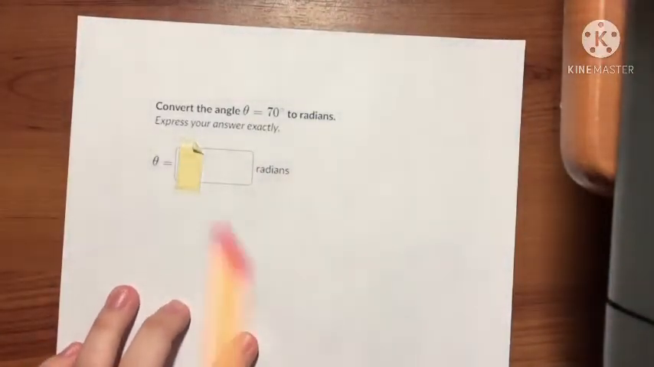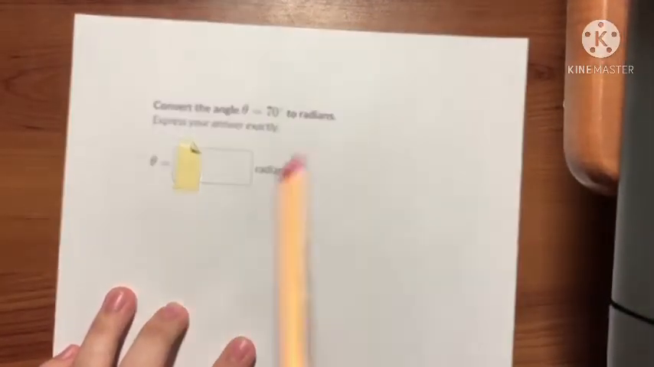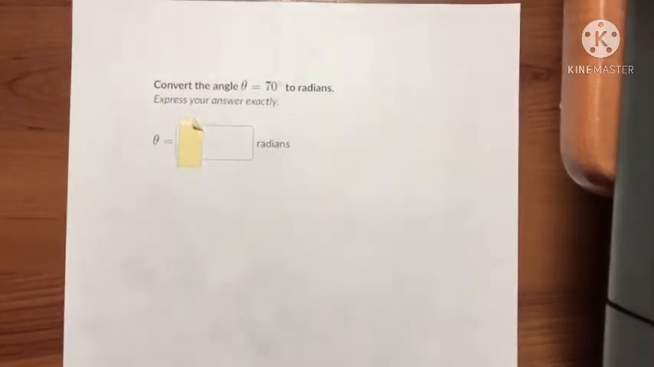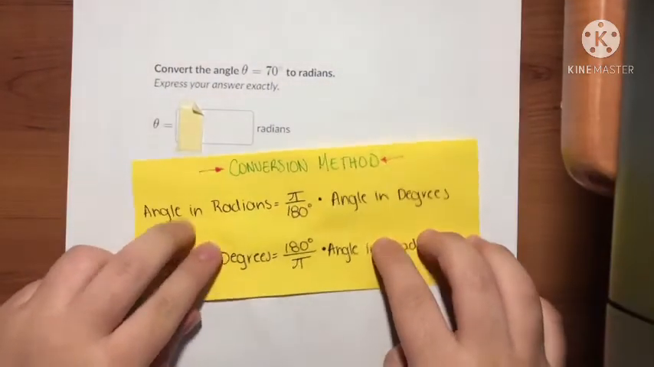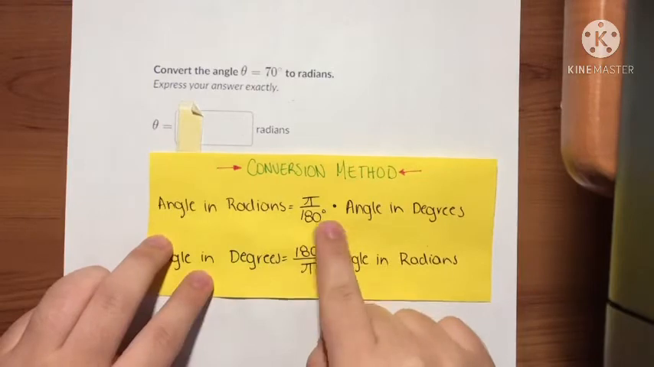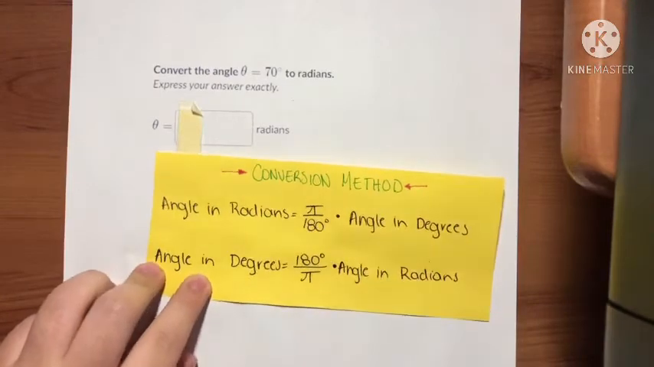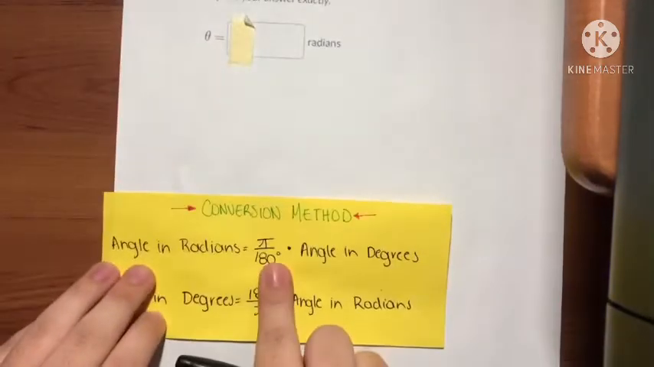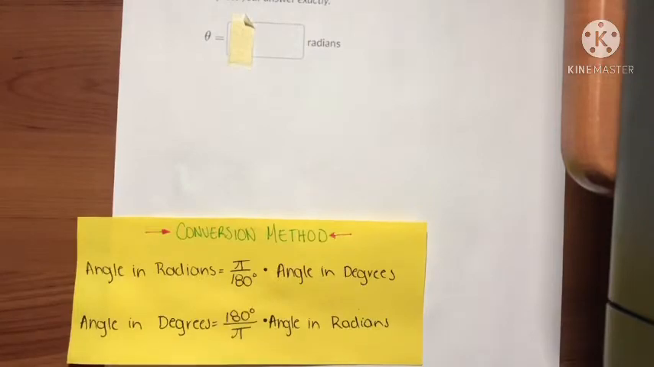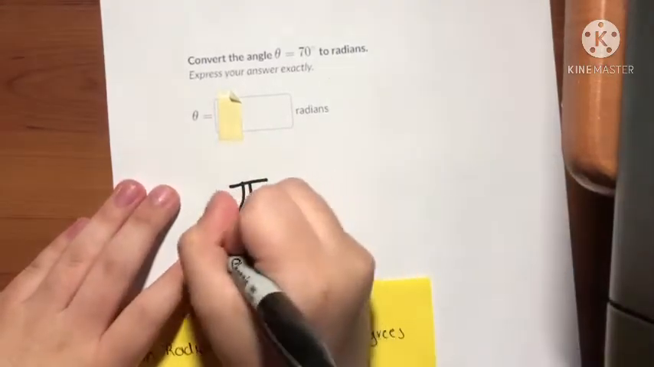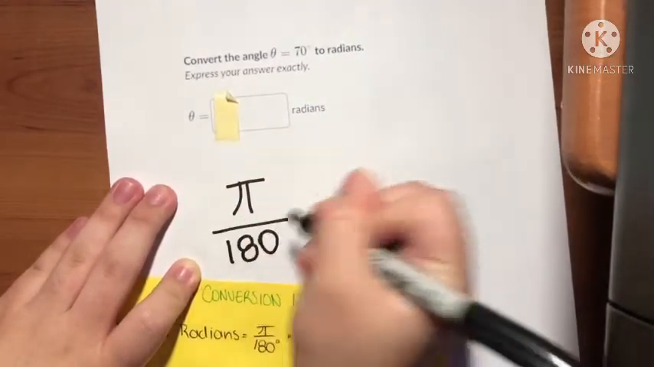Now let's start. The first problem says, convert the angle theta 70 degrees to radians. Express your answer exactly. Now, if we look at the conversion method, it says an angle in radians, the formula is pi over 180 times angle in degrees. So we will use this one. Now, let's write this part. Pi over 180 times angle in degrees, which is 70.